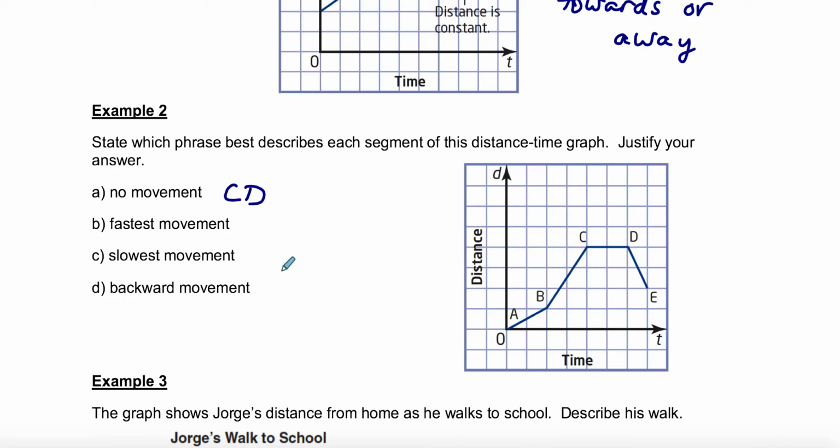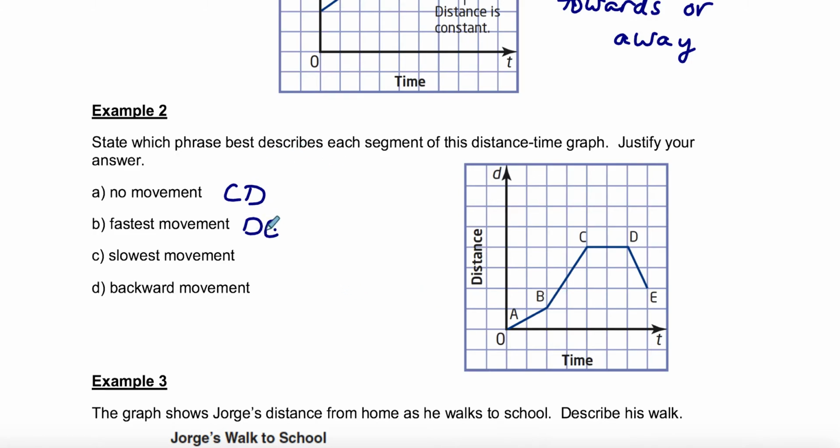The fastest movement. So even though we're going away, we look at these lines here. See, this one from A to B is pretty flat. They're not going really fast there, but D to E is actually the steepest line because we're going in only 1 unit of time. We've gone 2 units of distance. Here, we go 3 units over 2 units of time. So D to E is actually the fastest movement.